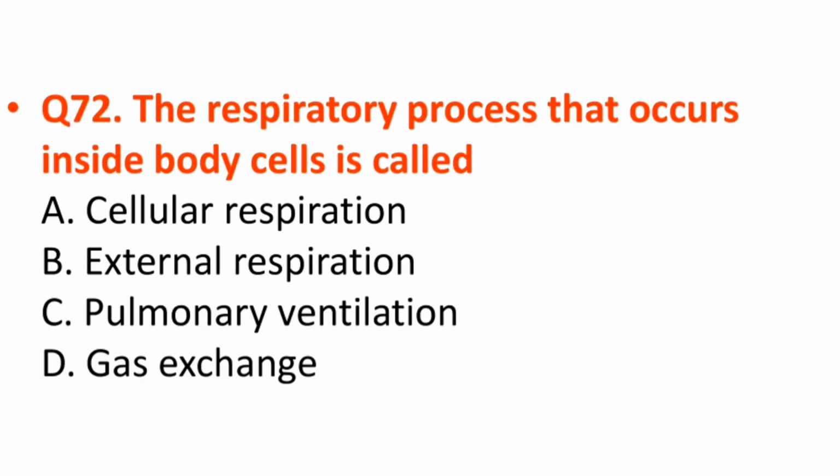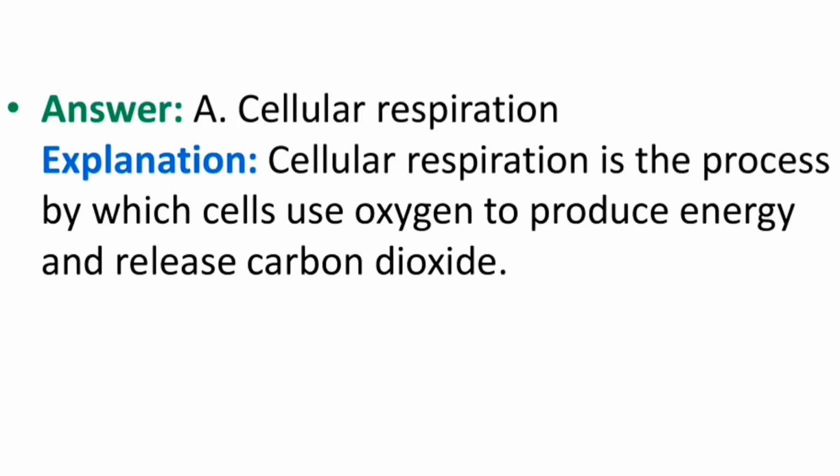The respiratory process that occurs inside body cells is called: option A, cellular respiration; option B, external respiration; option C, pulmonary ventilation; option D, gas exchange. The correct answer is option A, cellular respiration. Cellular respiration is the process by which cells use oxygen to produce energy and release carbon dioxide.